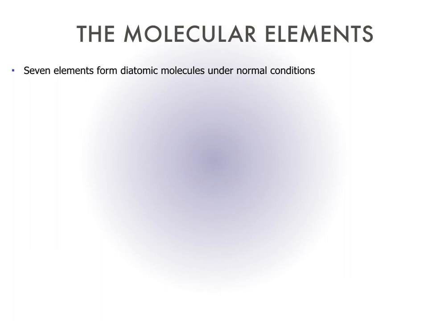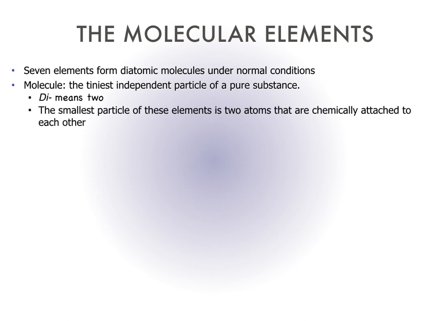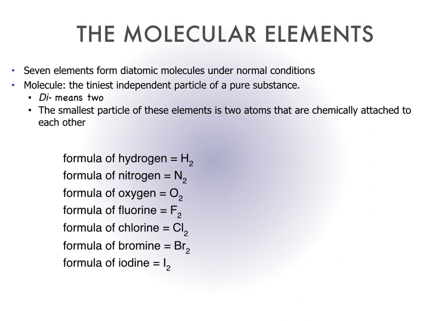So 7 elements form diatomic molecules under normal conditions. This is how we find them in nature, right? Again, a molecule is the tiniest independent particle of a pure substance. Di means 2, so diatomic, 2 atoms, right? The smallest particle of these elements is 2 atoms that are chemically attached to each other. These are all of the diatomics. You're going to need to memorize these.